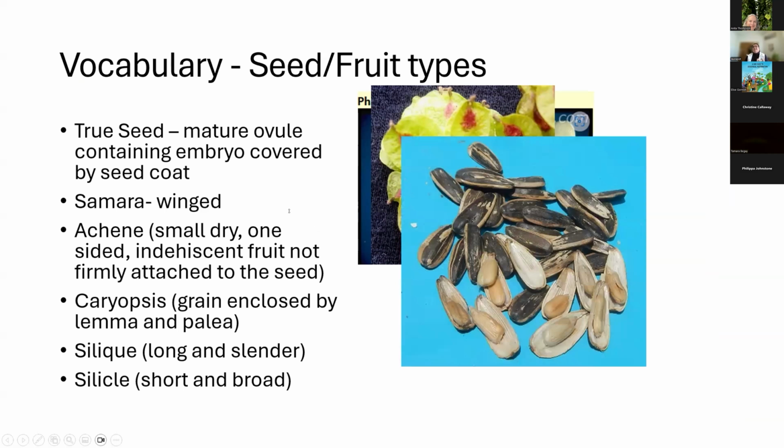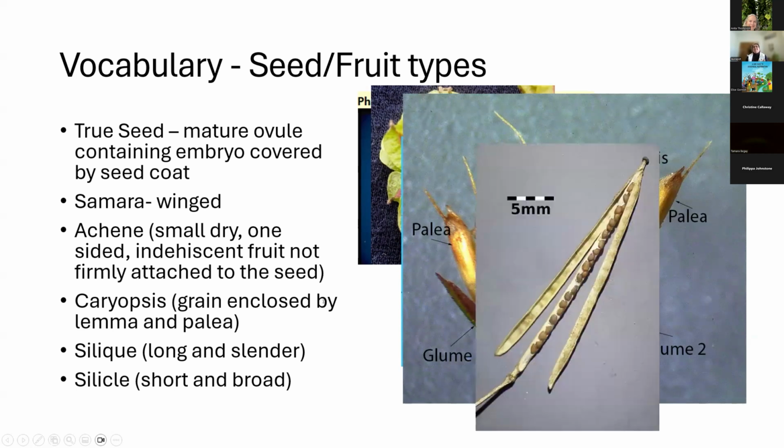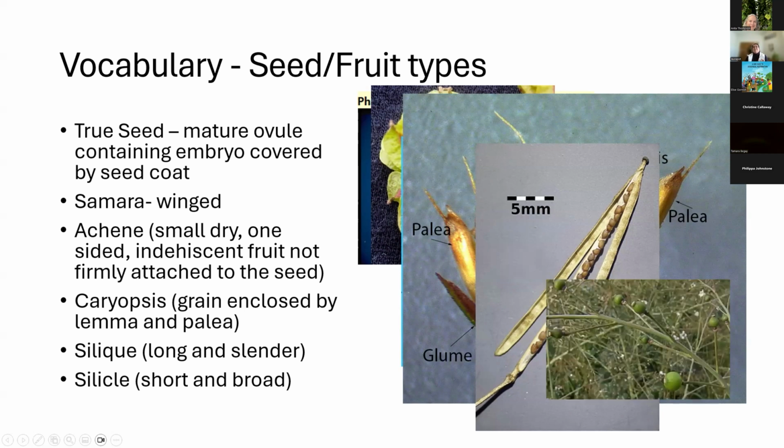Seeds in the Asteraceae family, as well as a few others, have a seed or fruit and seed type called an achene. So a sunflower is a really great example of this, where if you've eaten sunflowers, you know that you'll crack the seed coat, or what is really the achene, and then the true seed will be inside that. Grains like wheat are a caryopsis that are enclosed by a lemma and a palea. And a silique is a long and slender fruit type in the mustard or brassicas, and a silicle is short and broad.